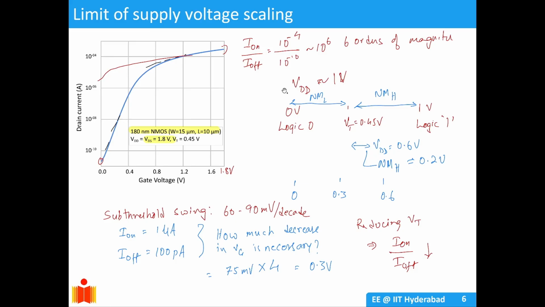Now if I reduce my VDD to 1 volt, what does this mean? At 0 volts my transistor is off, that is logic 0, and at VDD the transistor is on. At 1 volt I am saying my transistor is on, that is my logic 1, and my threshold voltage always lies somewhere between VDD and 0. So here the threshold voltage is 0.45 volts.